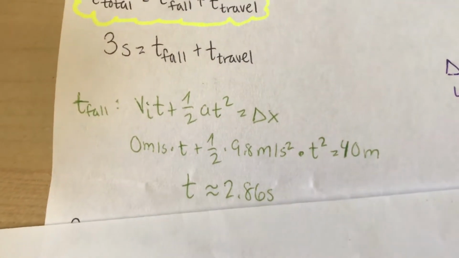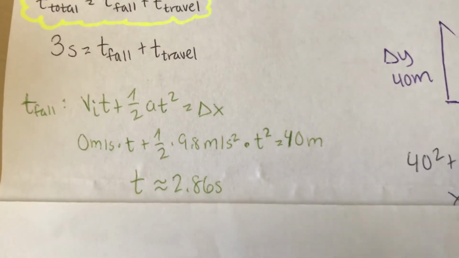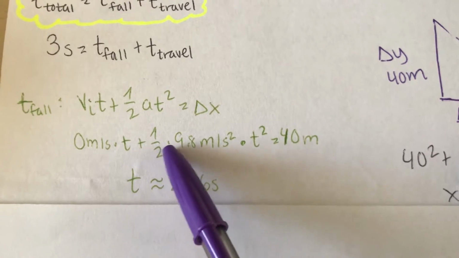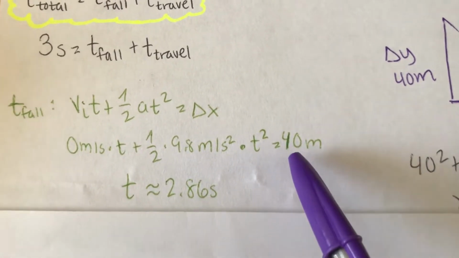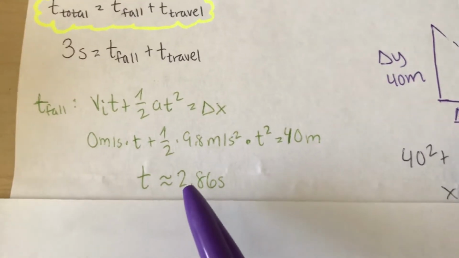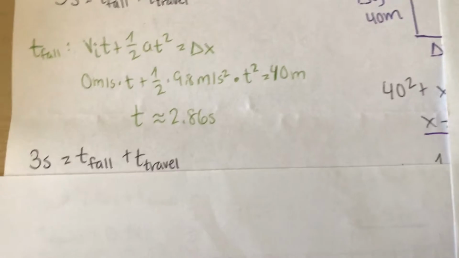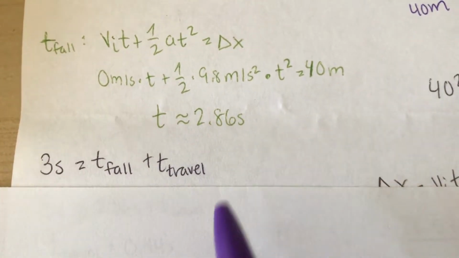So I wrote time in green. We have our initial velocity in the y direction, 0, times t plus 1/2 times acceleration due to gravity times t squared equals the height, 40 meters. And we get the time is about 2.86 seconds. Now, this is the time it takes for the rock to fall into the water.